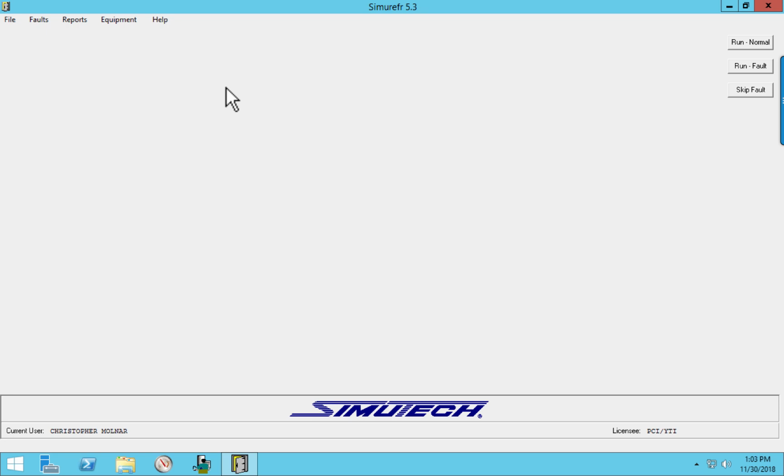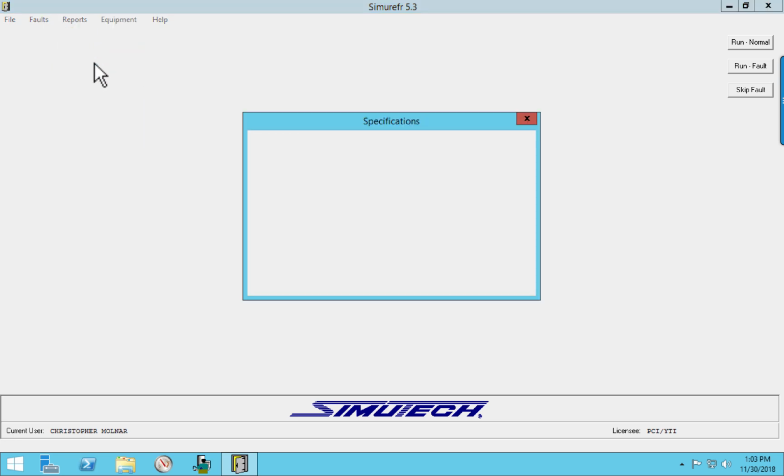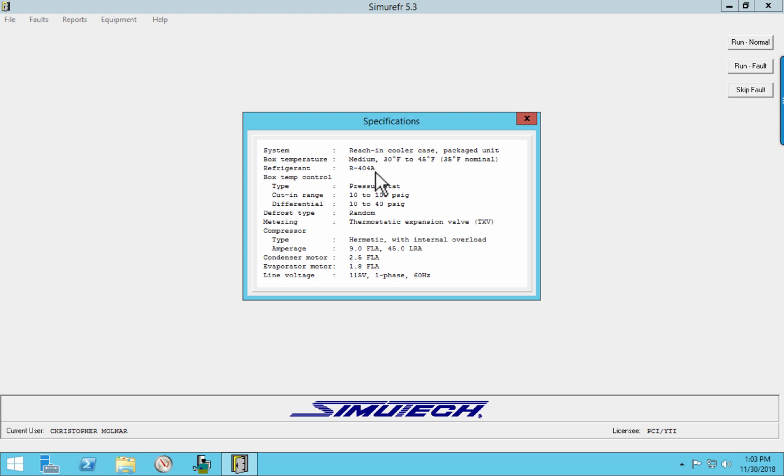So we are going to be working with, I'm going to have this set for a reach-in cooler. Our standard refrigerant, I think on this one we're going to use, we'll go with the 404A. Basically it's an R404A system. It's a medium temp system with the box temp between 30 to 45 degrees. Normally we want it set for 35. It uses a pressure stat. In other words, the pressure of the refrigerant is what actually cuts the system in and out. And I'll show you that in a minute.